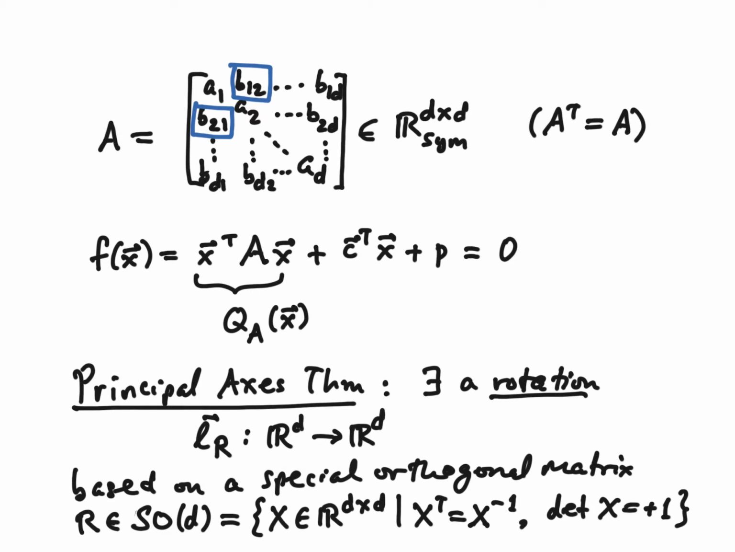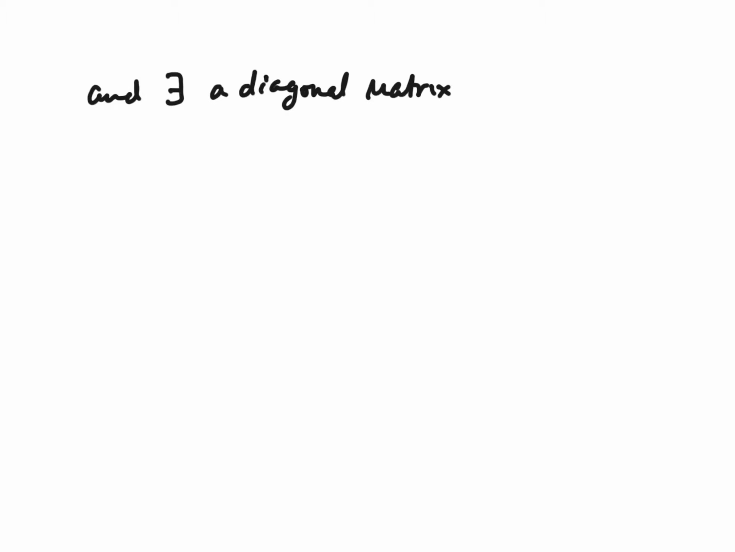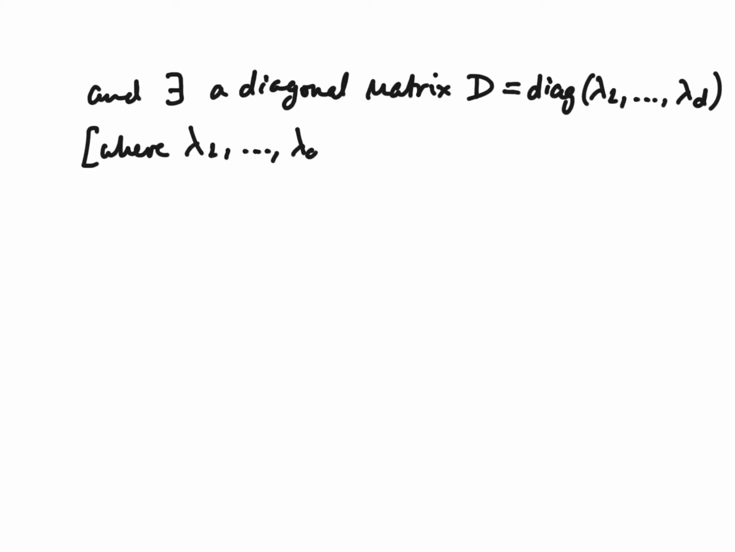We studied this earlier. We know that those mappings fix the origin, preserve all distances, also preserve all norms, and also preserve orientation. Every oriented frame or ordered frame has its orientation preserved when you map them under this rotation. Okay, so there exists a rotation, and there exists a diagonal matrix, capital D, which will have diagonal entries lambda 1 to lambda d, where these are the eigenvalues of the original matrix A, which let's recall is symmetric.